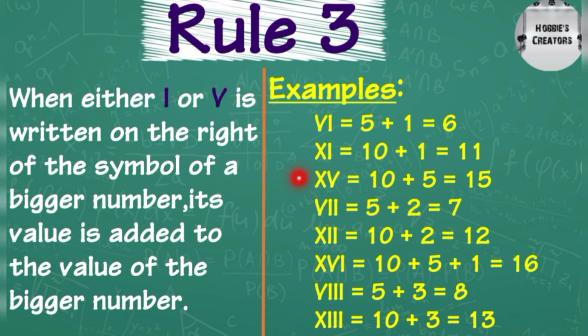And see this, X and V. X is nothing but 10, the bigger number, and on the right side we have the smaller number. So we have to add. So 10 plus 5 is nothing but 15. So you can see all these remaining 5 examples. If you have any doubt, you may ask me. Okay. So next, now we can move on to rule 4.